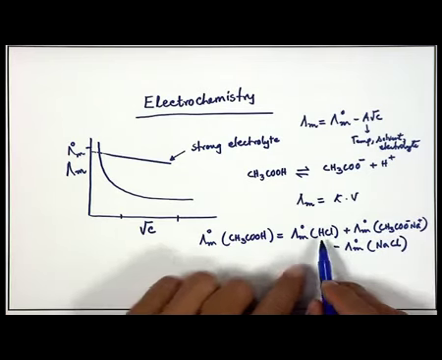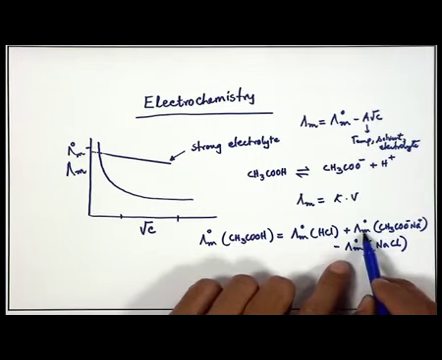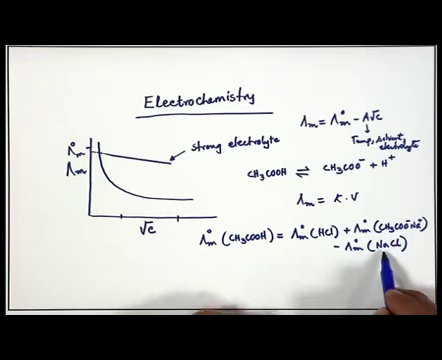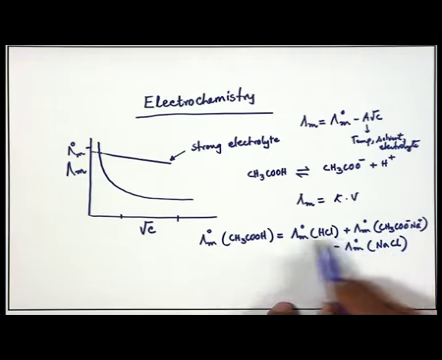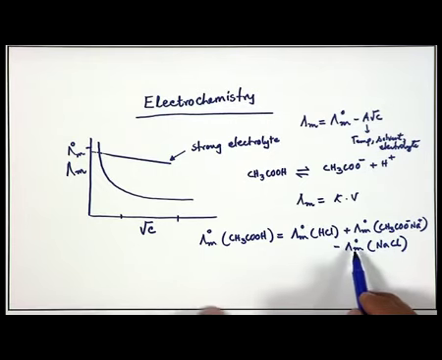So, these are all strong electrolytes. So, there is no problem in finding out lambda m 0 for HCl, or lambda m 0 for CH3COONa, or lambda m 0 for NaCl. That is why, if you make use of these numbers, then you should be able to find out lambda m 0 for acetic acid.